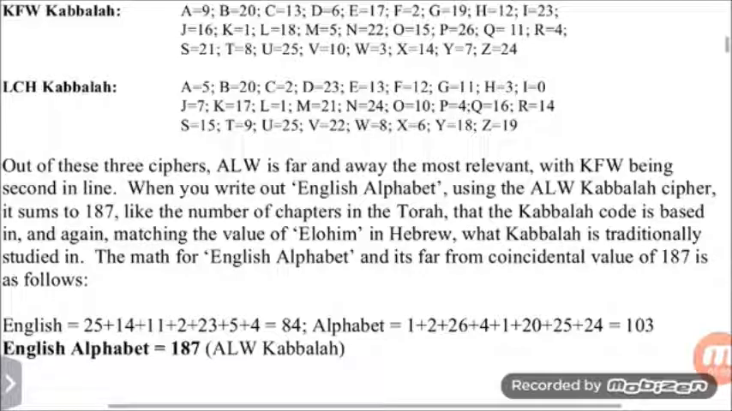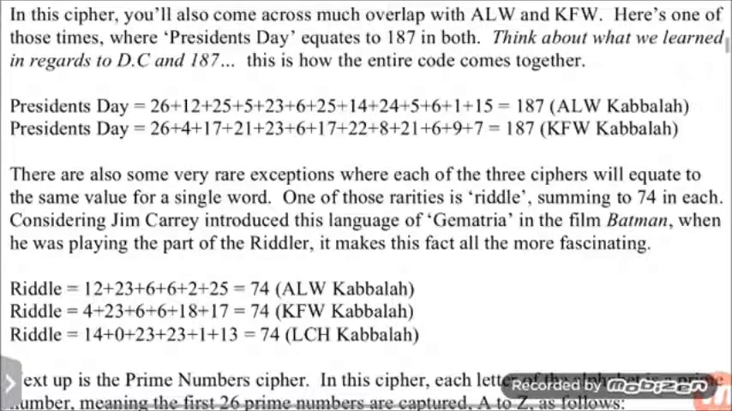English equals 25 plus 14 plus 11 plus 2 plus 23 plus 5 plus 4 equals 84. Alphabet equals 1 plus 2 plus 26 plus 4 plus 1 plus 20 plus 25 plus 24 equals 103. English alphabet equals 187 ALW Kabbalah. In this cipher, you'll also come across much overlap with the ALW and KFW. Here's one of those times where President's Day equates to 187 in both. Think about what we learned in regards to DC and 187. This is how the entire code comes together.